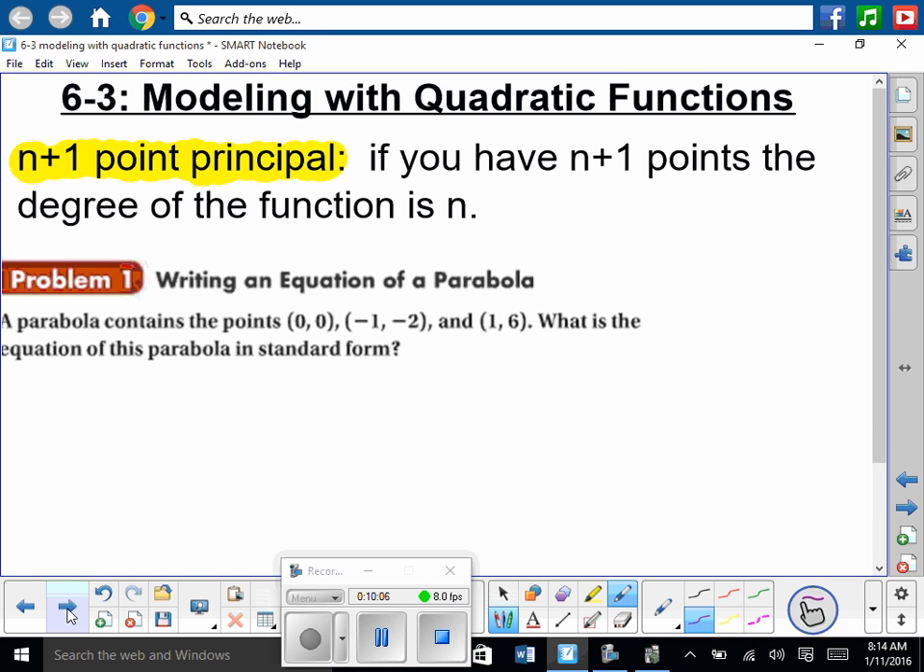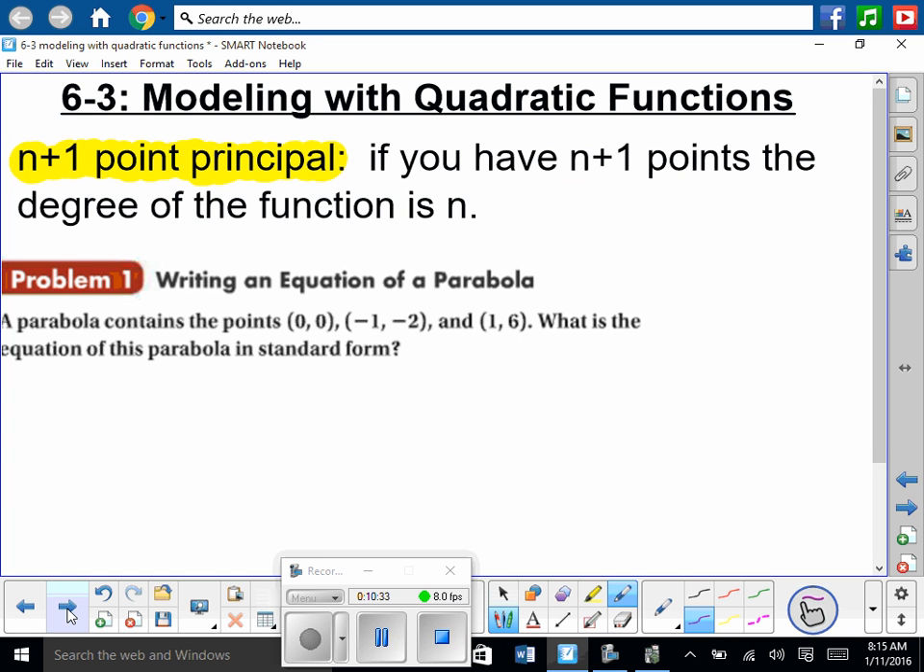All right, so what we're learning today, here we go, 6-3, modeling with quadratic functions. This is one of the easier days for sure. So just like we talked about, quadratics can be represented as an equation, or it can be represented as a graph. Well, if it can be represented as an equation or as a graph, then it has a bunch of xy points.